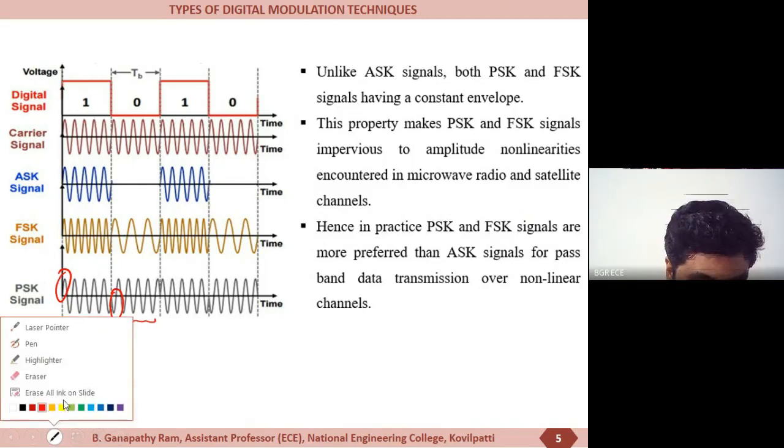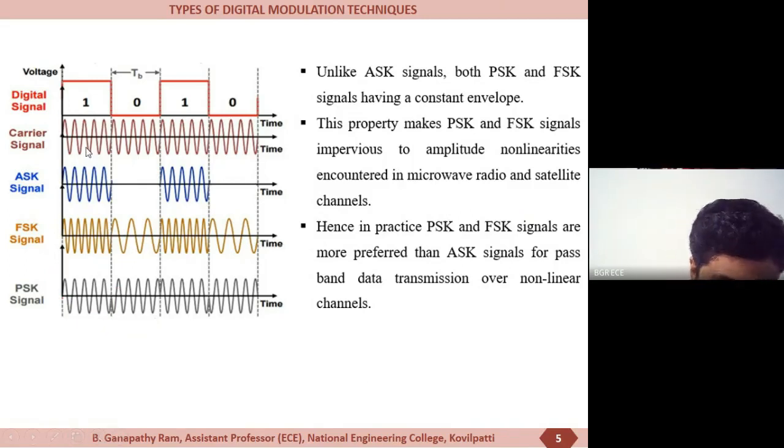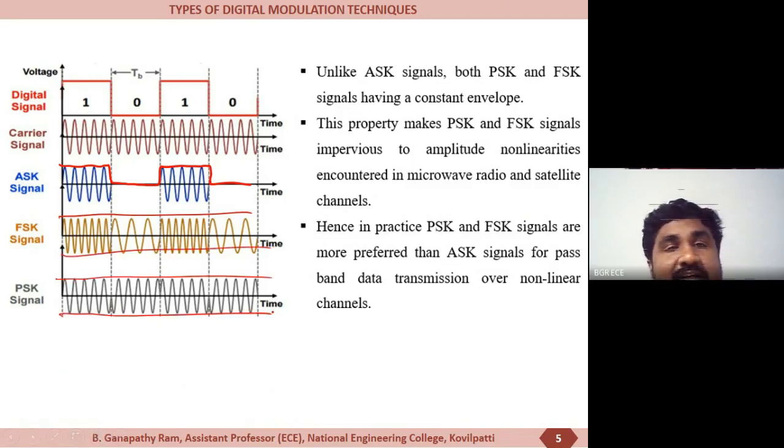So in the case of ASK, it is having the varying envelope. Whereas in the case of FSK and PSK, the amplitudes of these two signals are kept constant, having a constant envelope, unlike ASK. So this property makes the phase shift keyed and frequency shift keyed signals stronger in the presence of additive white Gaussian noise, so that they have more immunity and can combat the additive white Gaussian noise when compared to the ASK.